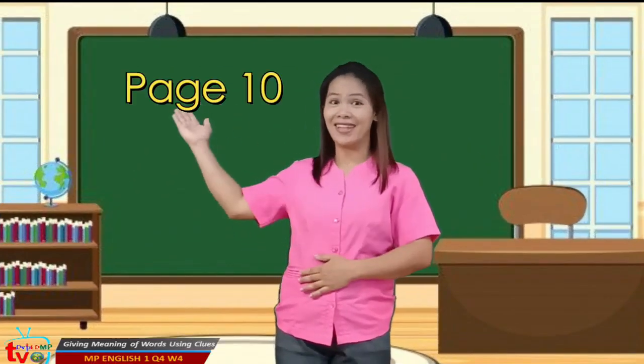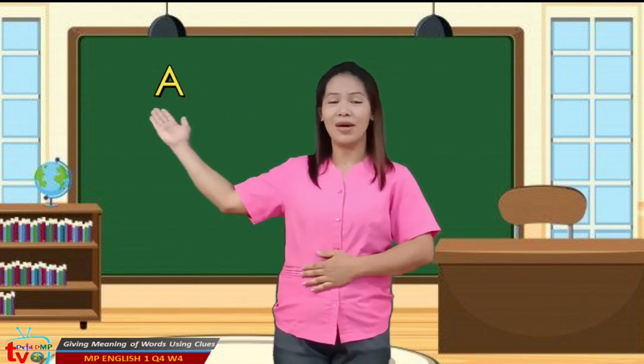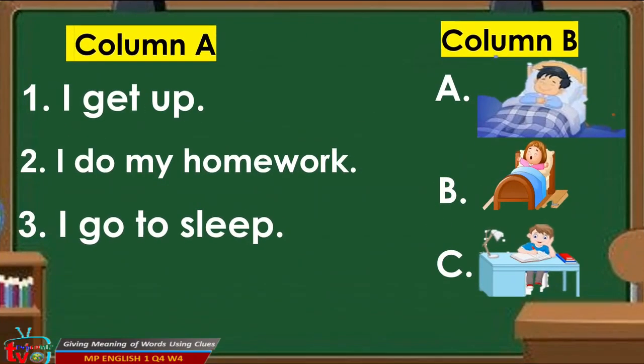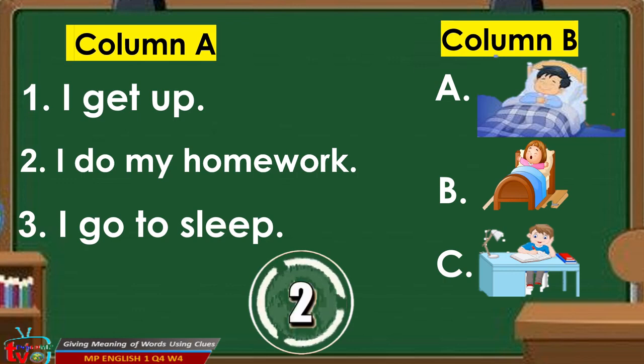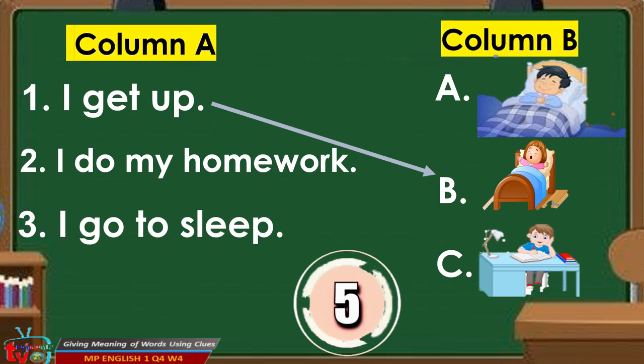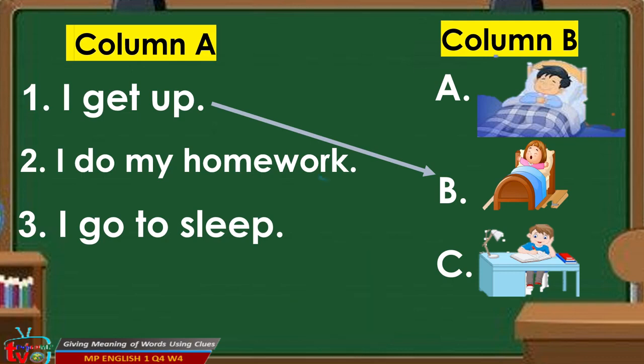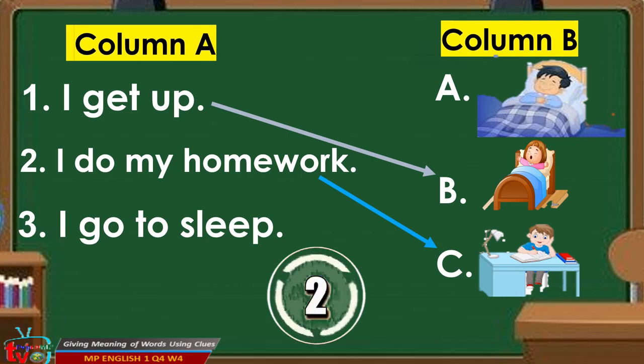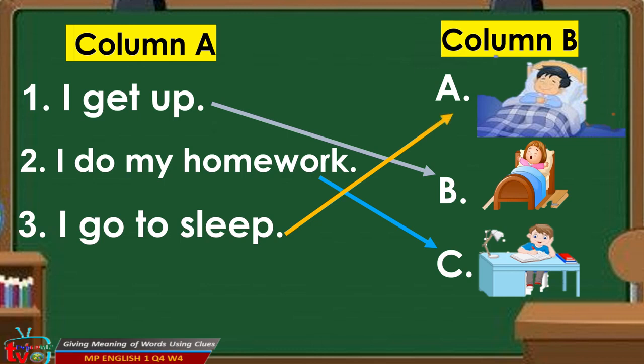Turn your module to page 10. This activity is to match column A with column B. I will read each sentence. Then draw a line to match the picture that is being told. Number 1. I get up. The answer is letter B. Number 2. I do my homework. Number 2 matches with letter C. Number 3. I go to sleep. Number 3 pairs with letter A.